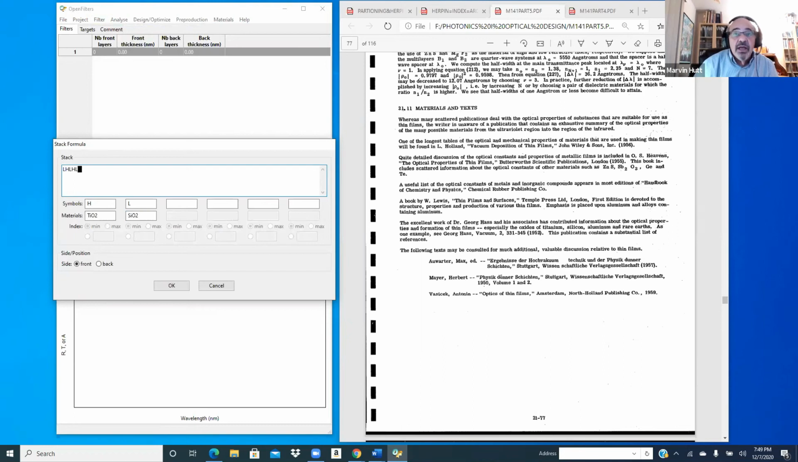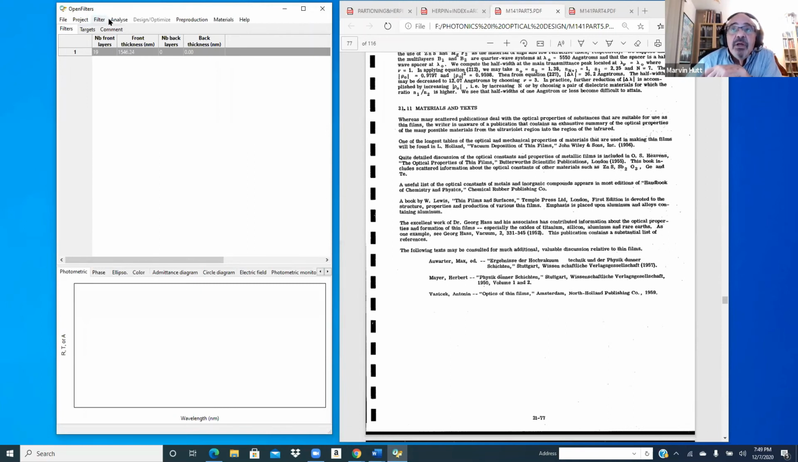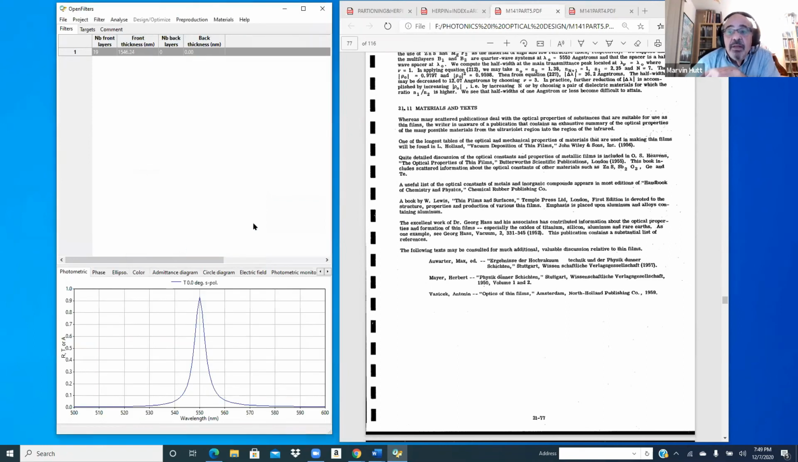So let us make a mirror: LH, LH, LH, LH, and now we're going to make a half wave middle, LL, then HL, HL, HL, HL, HL. Okay? So here is our spacer, the LL spacer. We have a mirror on this side and a mirror on that side, nicely parallel. And now I analyze, calculate the transmission at 0. And there is our filter.